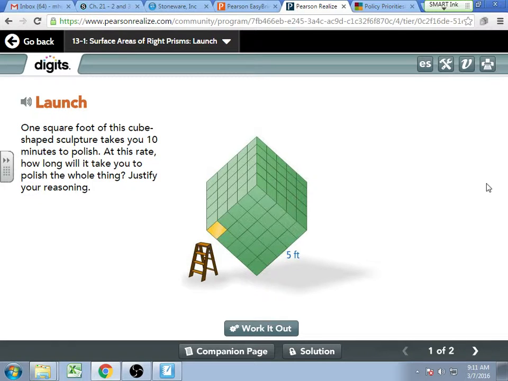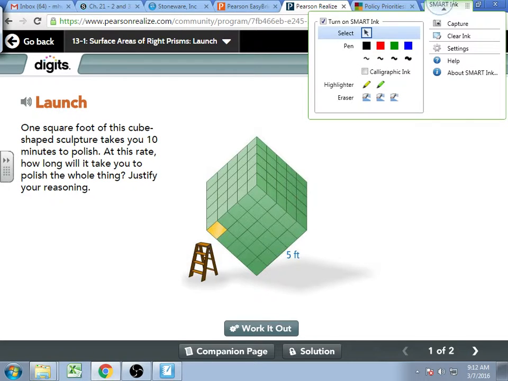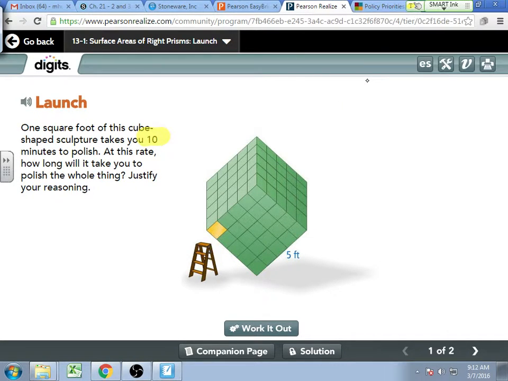So when we look here at this big cube, let's say we have an artist with this cube and we're trying to paint it. Or sorry, not paint it, we're going to polish it. It takes me 10 minutes to polish that one square right there. Could I figure out how much time it's going to take me to polish the entire thing? I'm going to give you guys about a minute and a half. You can work with your neighbors. I want to see if you can figure out how long it's going to take to polish the entire cube. Just be easy on yourself and work it in minutes.